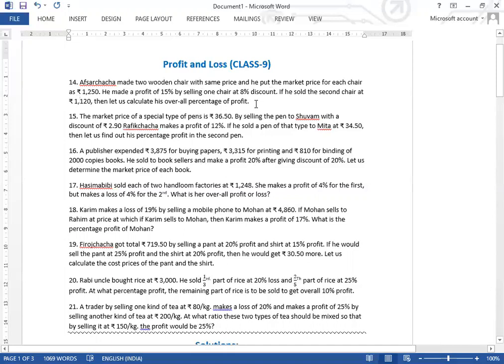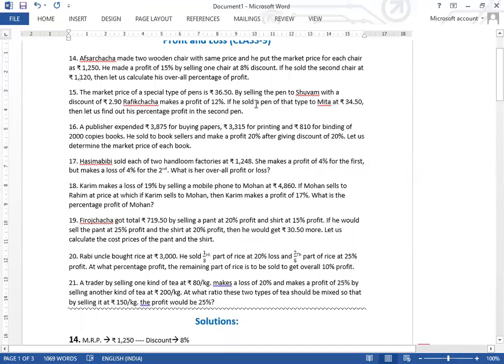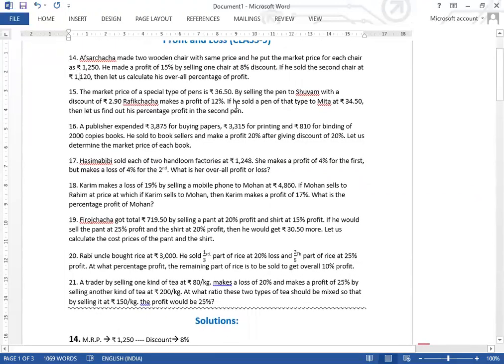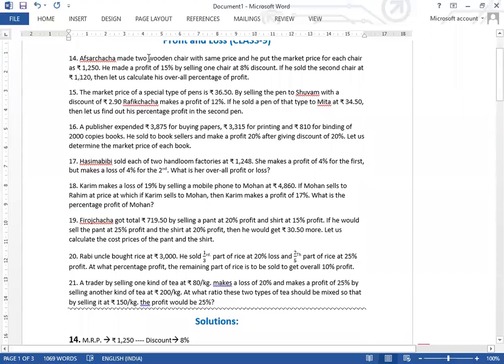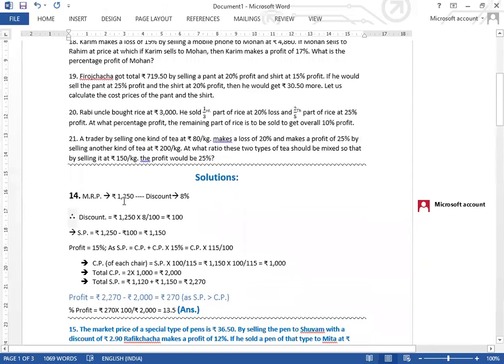So the initial step, or the way you can do this, is to find the cost price of each chair. Since it is given the wooden chairs have the same price, made 2 wooden chairs, that means the cost price is the same. So MRP for the first chair is 1,250, discount is 8%. So from this discount percentage, you calculate the discount in rupees.